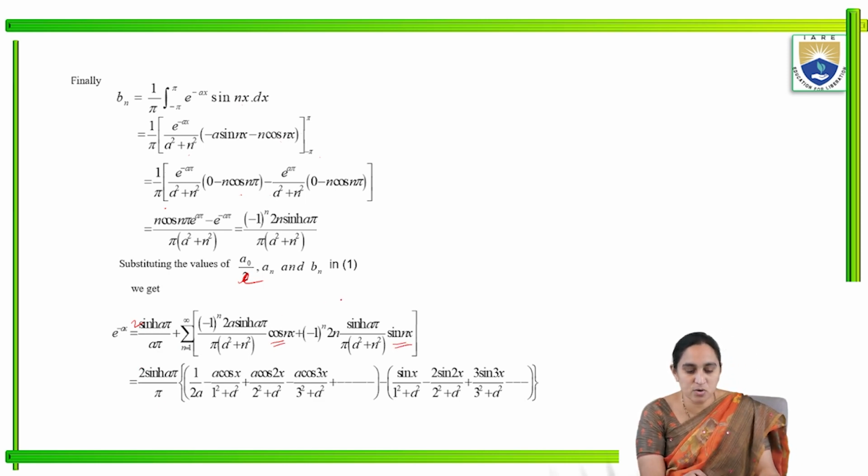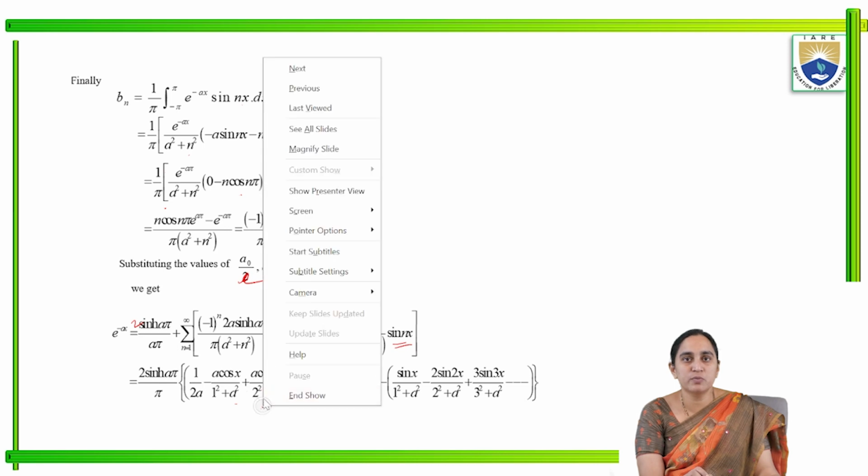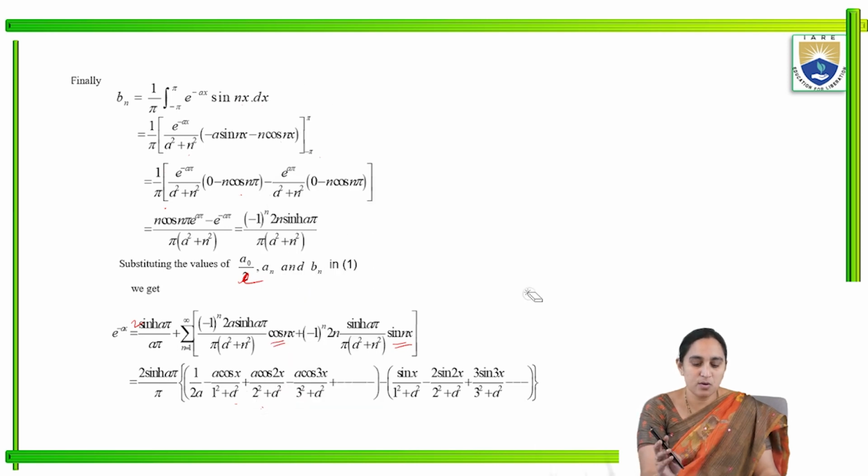Here, what is the common term from the three? That is 2 sinh a pi by pi into 1 by 2a, a cos x by 1 square plus a square plus a cos 2x by 2 square plus a square plus a cos 3x by 3 square plus a square, and so on. Here n value starts from 1.